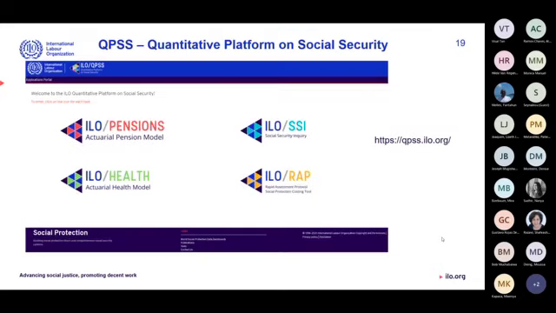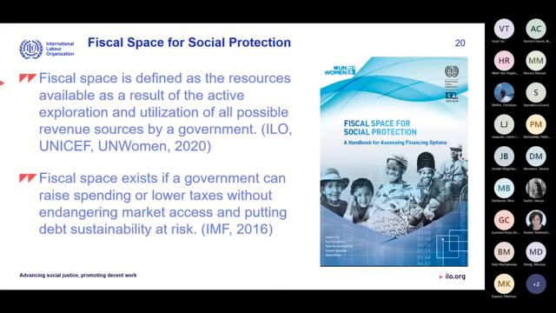Nanya has already spoken about RAP, and she's going to speak about a fifth tool that we are developing, and that we hope we can bring onto the quantitative platform on social security at some point in the future. So my final words would be about the issue of fiscal space.